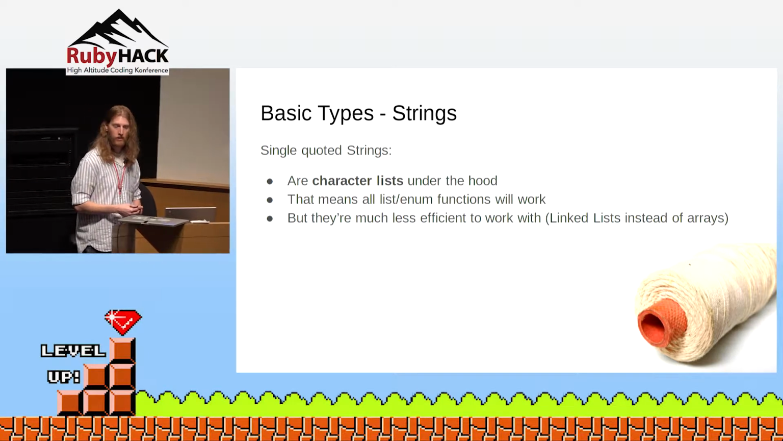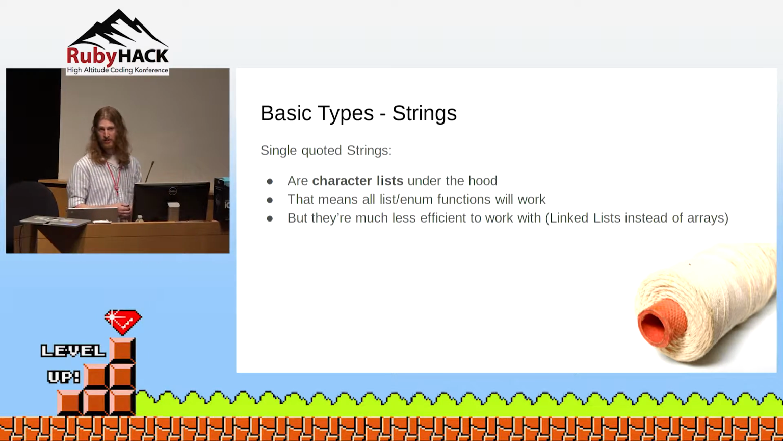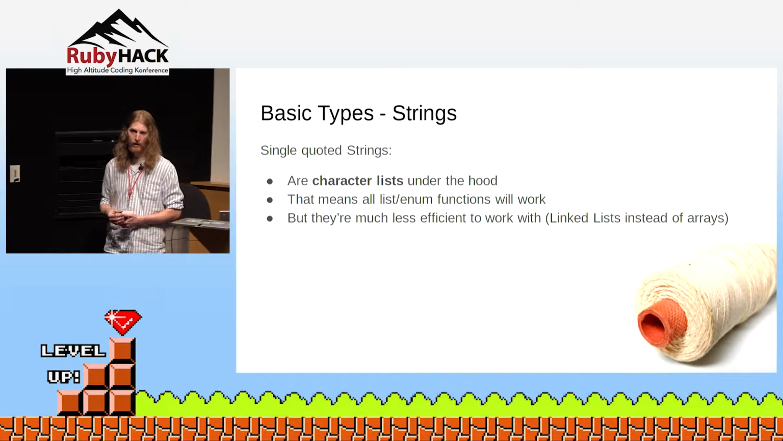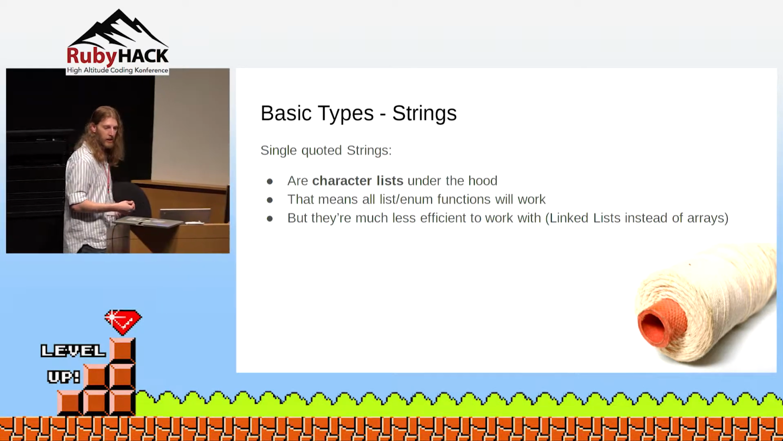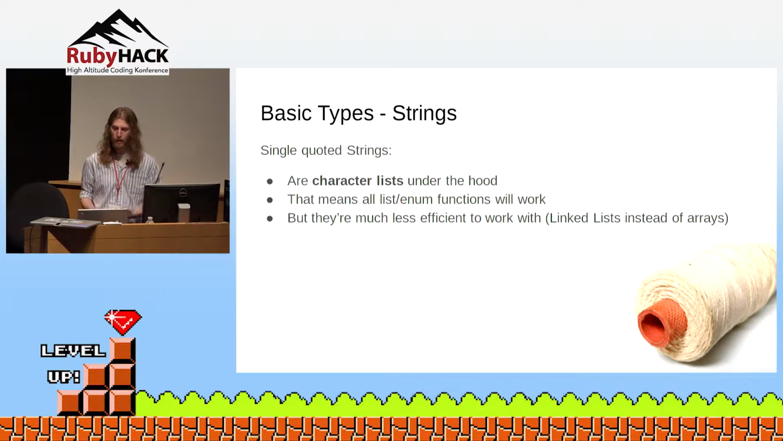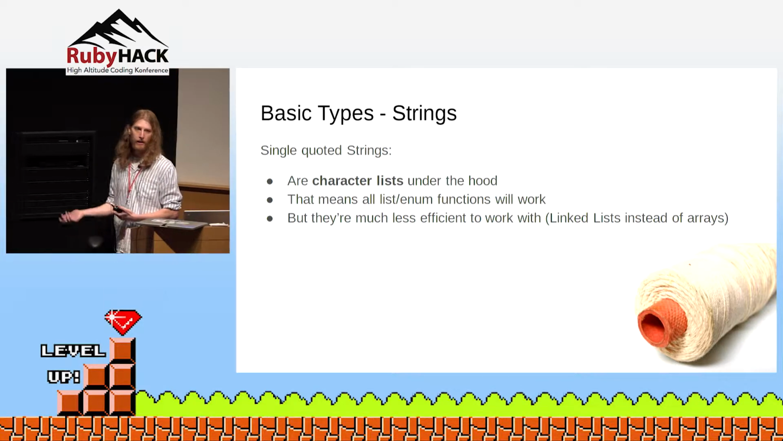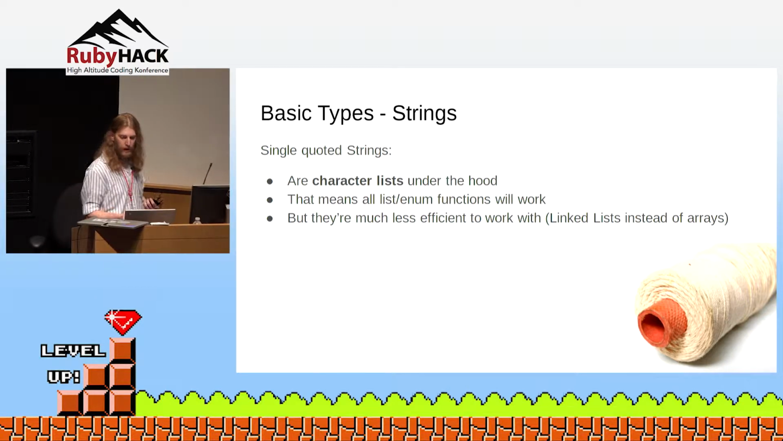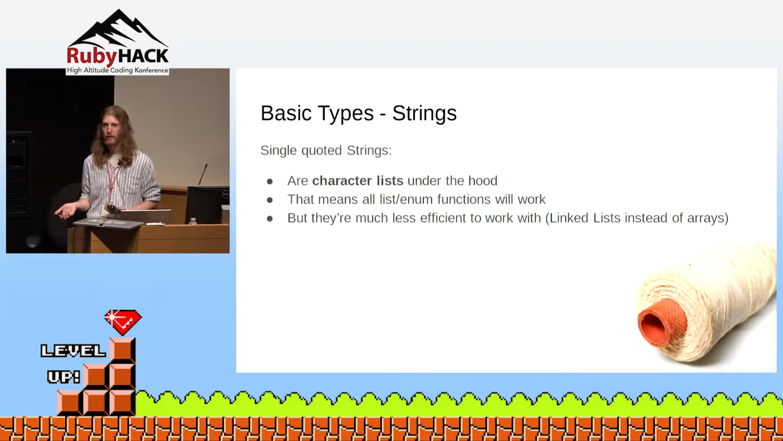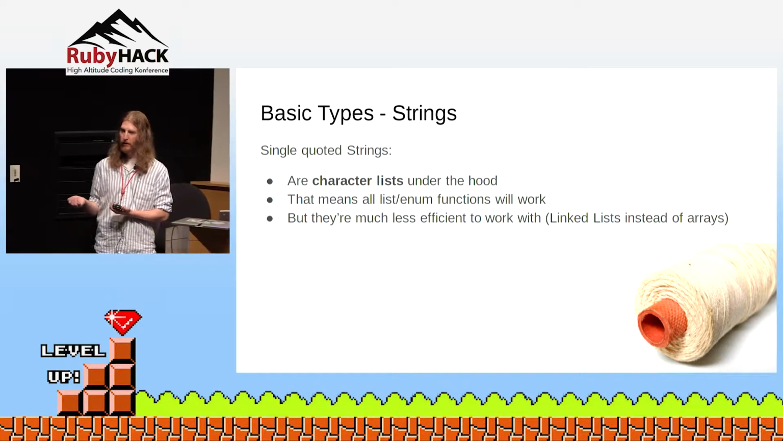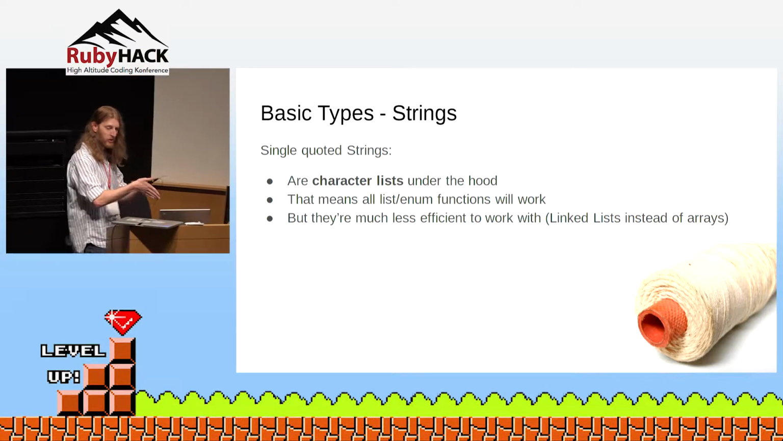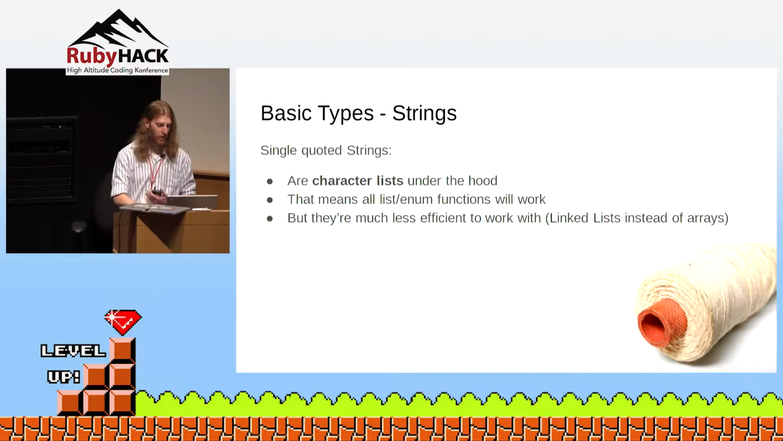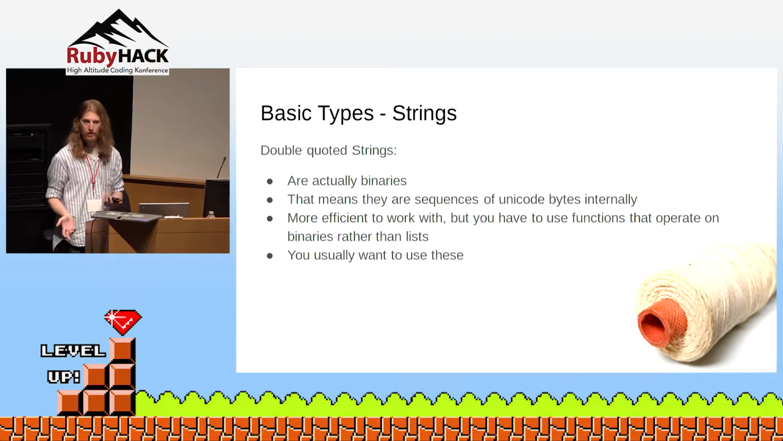Single-quoted strings in Elixir are actually character lists under the hood. And lists in Elixir are linked lists, just like in Lisp. So what that means is that all of your list and enum module functions will work. You can iterate these things just like you would an array or a list, and it will all work as expected. But they are a lot less efficient to work with. If you think about a linked list where every character is essentially one link, that can get really unscalable really fast. So most of the time, you're going to want to use double-quoted strings.